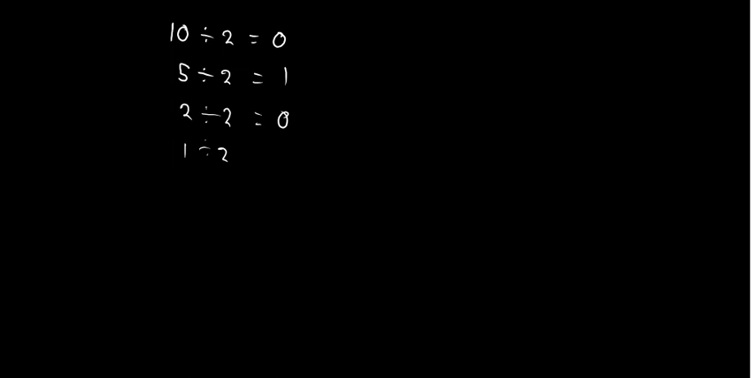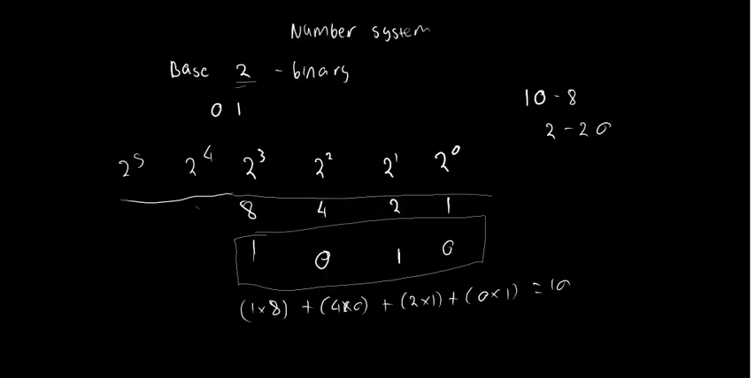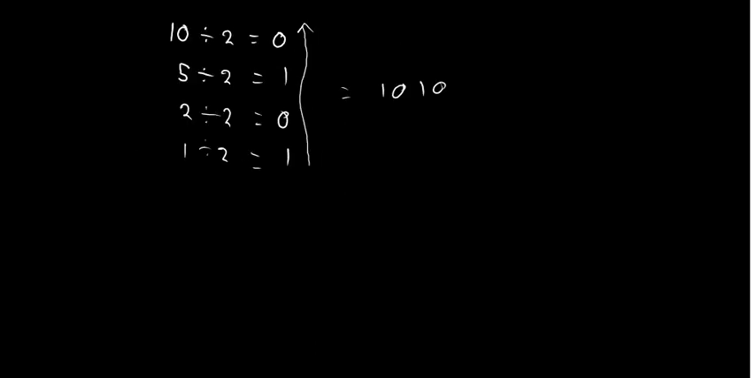What's 1 divided by 2? It's 0 remainder 1. Then we read this in this format, right? Which then gives us 1 0 1 0, which is what we had here, right? So this is how we're able to convert from binary to decimal. It's just the basics of binary and base 2.